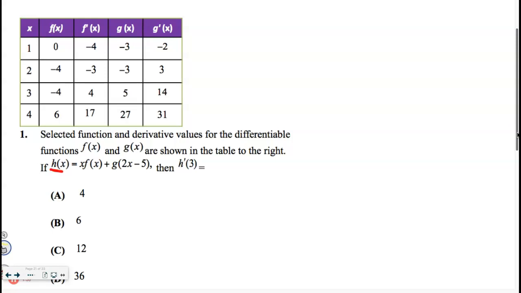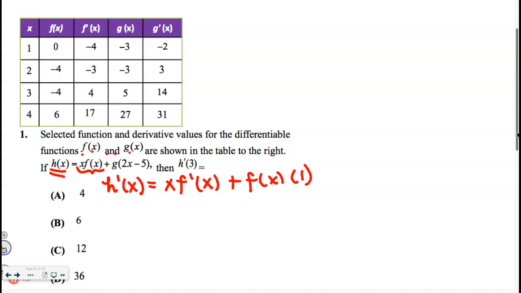And we're being given a third function called h. H is the product of the linear function x and an unknown f, and then added to it, the function g with 2x minus 5 inside of it. So we've got a couple rules going on. First, we need to use the product rule. So to find our derivative, we will do first d second plus second d first, the derivative of x is just 1.